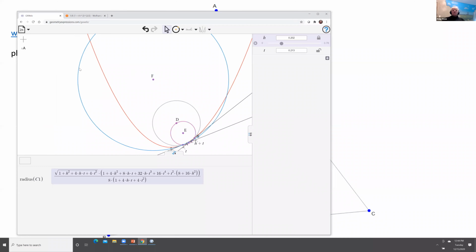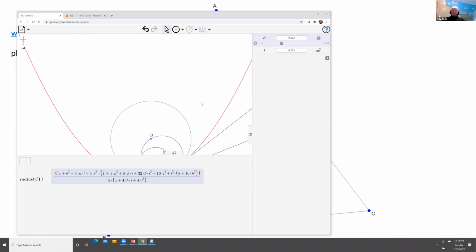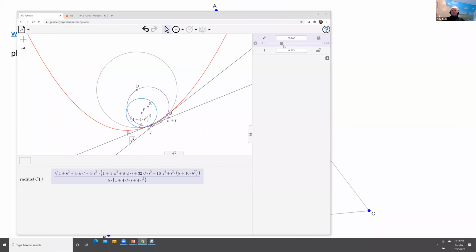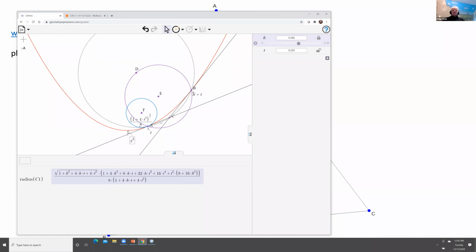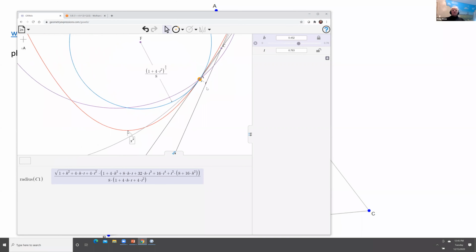That's the radius I want to use for this, my limit function. Just paste that in. And there's my limit function. I can verify that as we go, as we approach the limit. That's where it is. And so we could see the limit function as t changes to different locations.